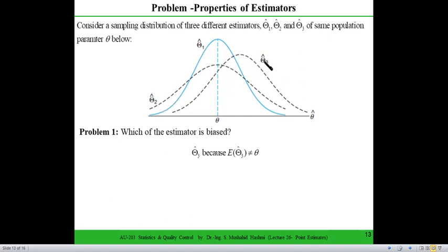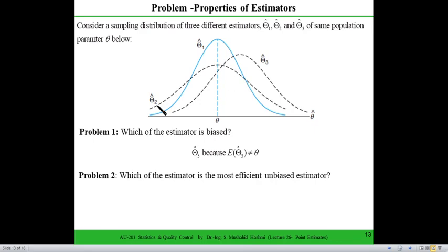If the expected value of theta 3 is different from the population parameter, then this estimator theta 3 is actually a biased estimator. Theta 1 and theta 2 would be called unbiased estimators. Okay, the next thing is which of the estimators is the most efficient unbiased estimator.